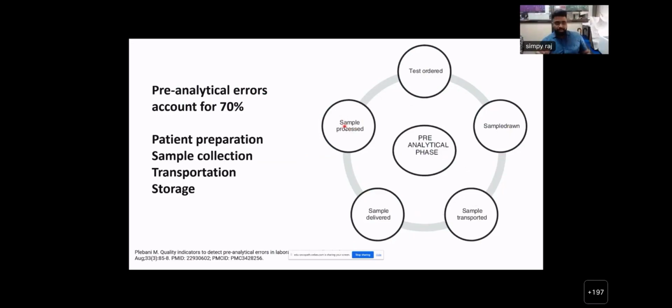This is the pre-analytical phase, and it has been seen that 70% of the errors in the report or in the analysis are due to errors in the pre-analytical phase. So if we correct this, then we are going to get 70% of our problems solved regarding the report preparation.